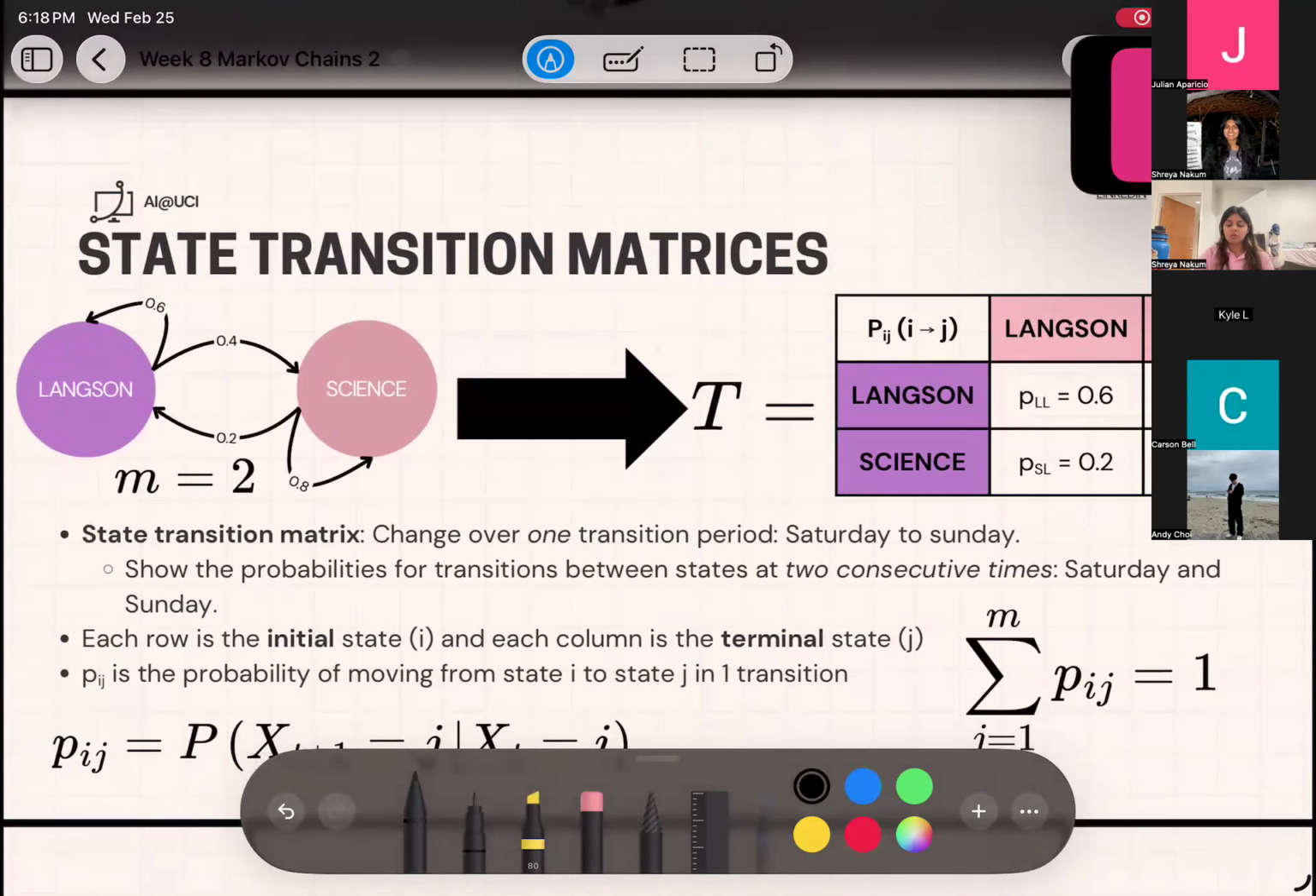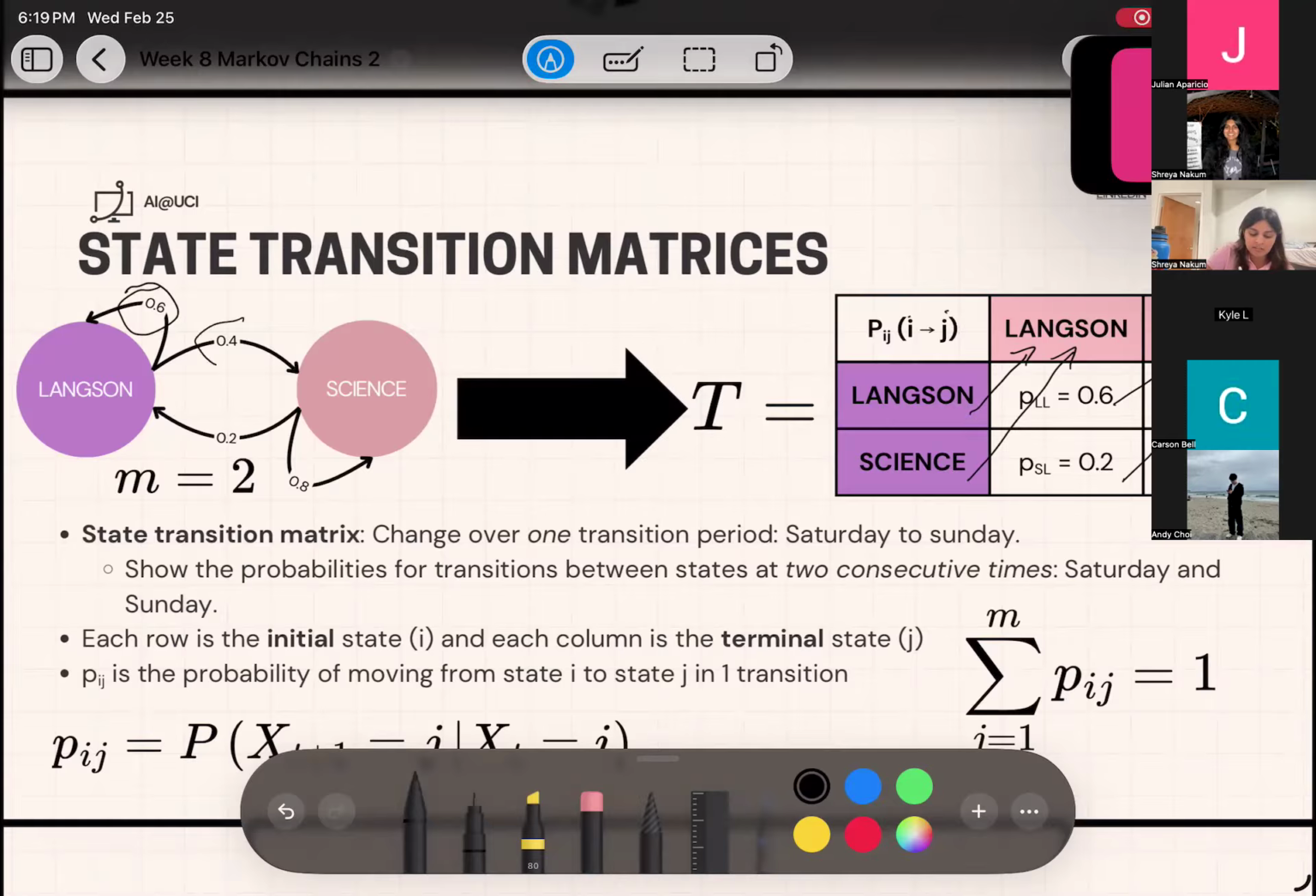So a way to represent this is the state transition matrix. The state transition matrix, as scary as that sounds, is literally just a matrix of probabilities that you'll transition from one state to another. You'll transition from state I to state J. So in this case, we're going from Langston to Langston, science to Langston, Langston to science, or science to science. That's just how it works. So you have 2 states. The probability that we go from Langston to Langston is this one right here.